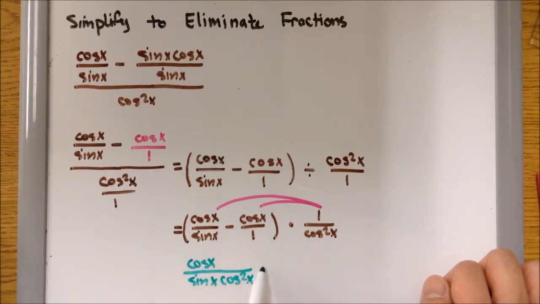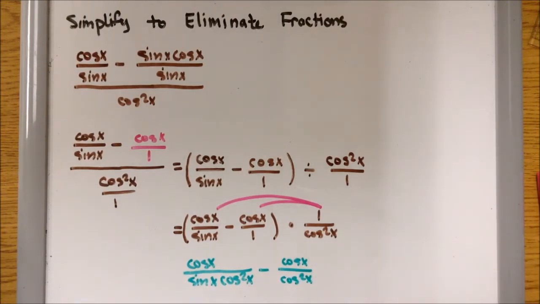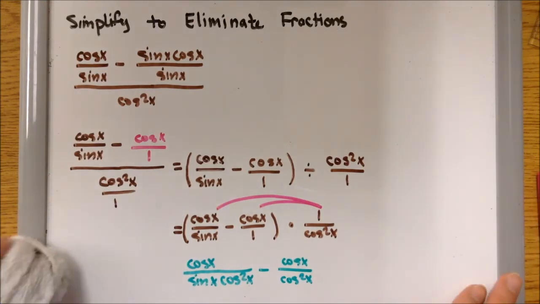Now it's minus cosine of x. Again, we're multiplying fractions, so straight across. So cosine of x times 1 will be cosine of x over 1 times cosine square of x, which will be cosine square of x. Alright, so that's what we have so far. Next, I'm going to erase to make some more room.